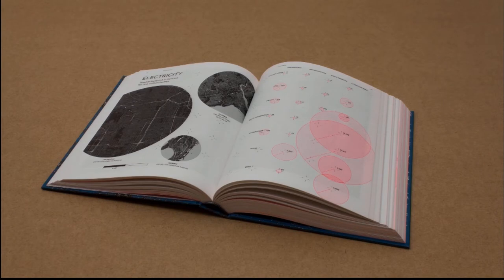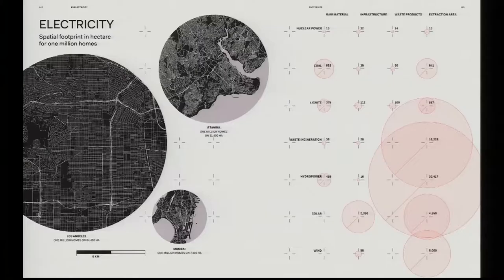We added a graphic to that because 1 million homes isn't the same across the globe. You know, there's big differences between cities. As you can see here, the biggest circle is 1 million homes in Los Angeles, the middle circle is 1 million homes in Istanbul, and the smallest is 1 million homes in Mumbai.